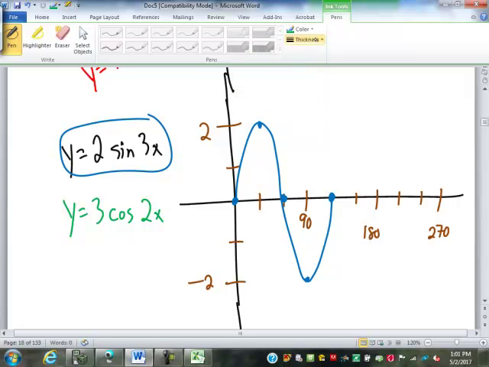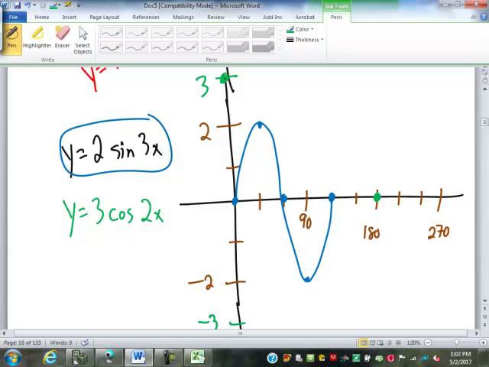Well, the amplitude is going to be 3. What is the wavelength? So 180. Very good. 2 cycles, 180. So it's going to end right there. It's going to be a full cycle. But that's not going to be a 0 point, is it?